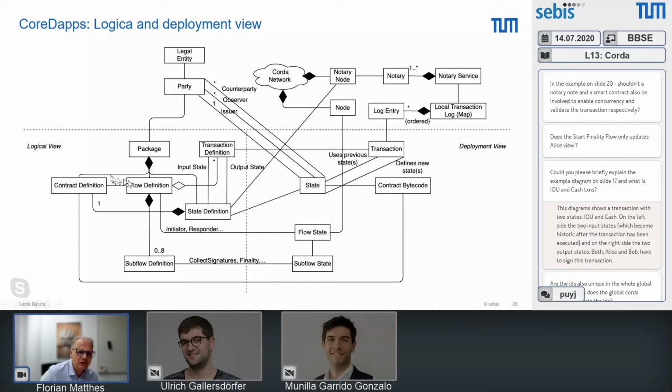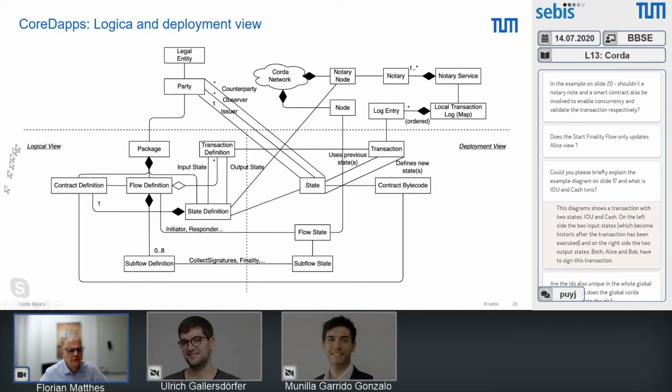And the flow definition also has contract definitions, and the contract definitions always protect the state definition. Here, this link, so that the contract definition is associated with the state definition. Therefore, a state can only be executed if the contract yields true and says, yes, this is a valid state definition, more or less.